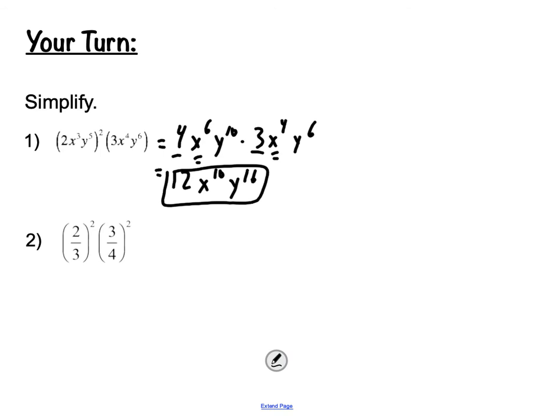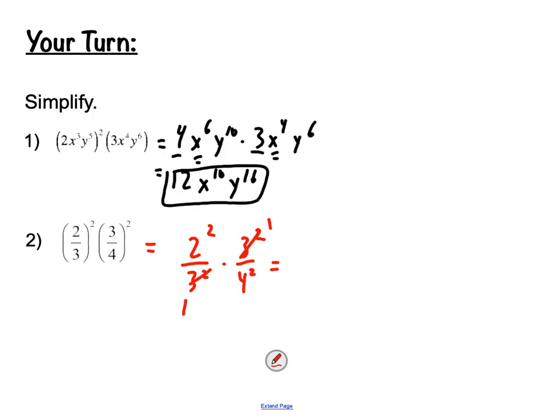All right, and then our last one here. You've got a power to a power here, so let's take everything to the second power. So 2/3 to the second, that's 2 to the second over 3 to the second. 3/4 to the second, that's 3 to the second over 4 to the second. I can look diagonally there and see that 3 to the second and 3 to the second completely match, so I'm going to cross them out and make them 1s.